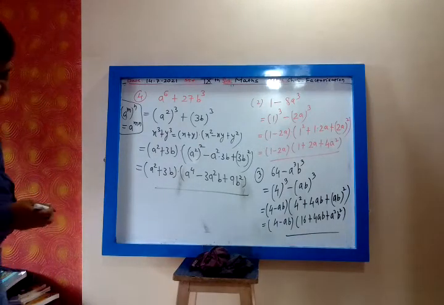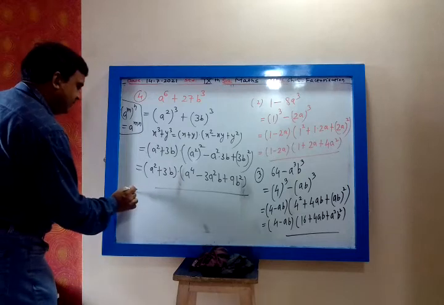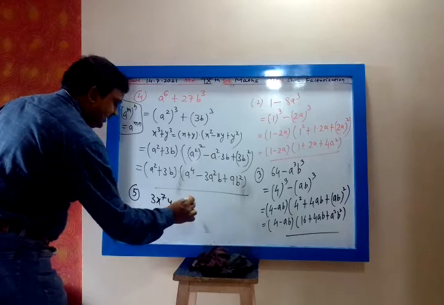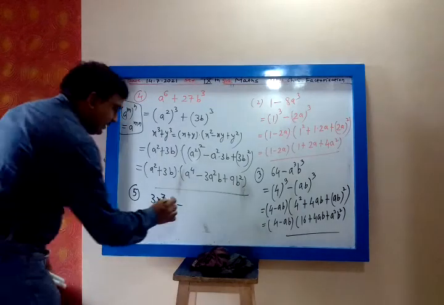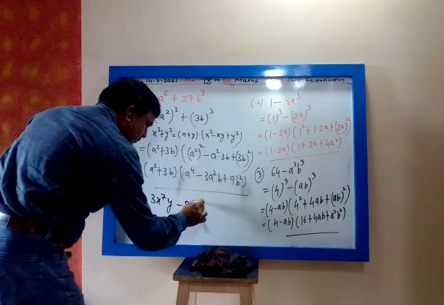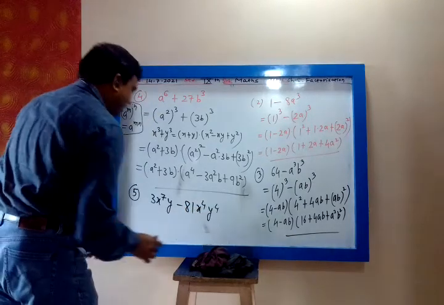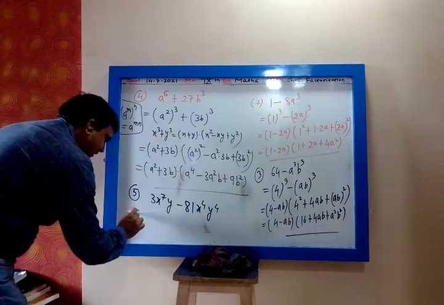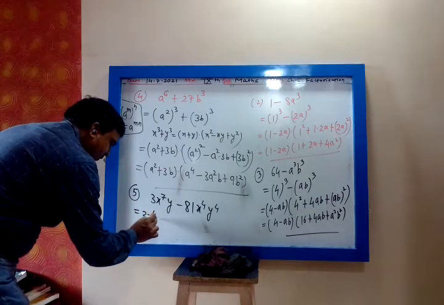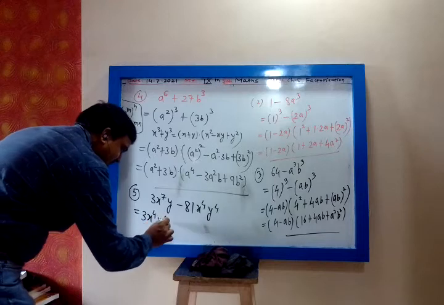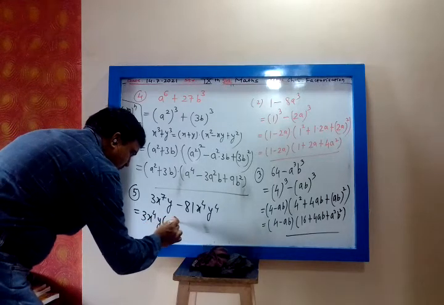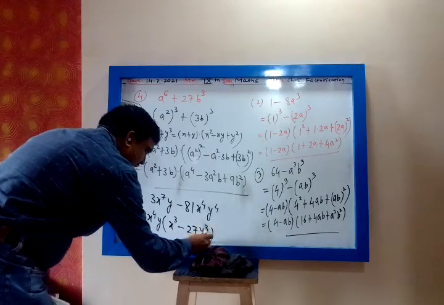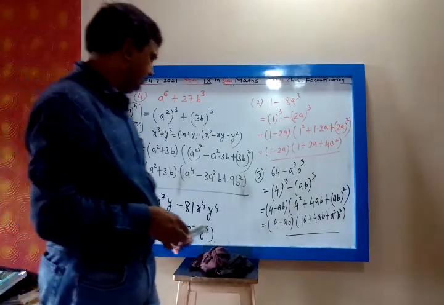Then the fifth one, 3x raised to 7y minus 81 x raised to 4 y raised to 4. Now what is common in them? 3x raised to 4y is common. Then what is left? X cube minus 27y cube.